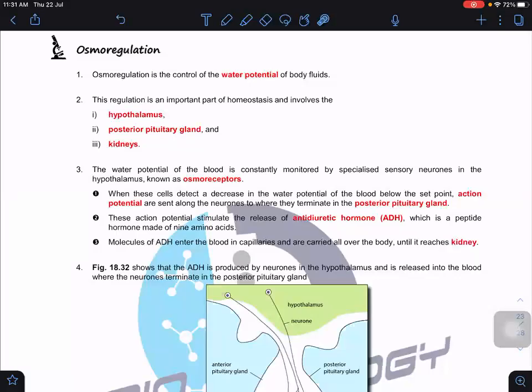Okay, so now let's talk about osmoregulation. From the word, we know that osmo has something to do with water potential. We want to regulate the water potential in the blood particularly. So osmoregulation is the control of the water potential of the body fluids, including the blood plasma as well as the tissue fluids.